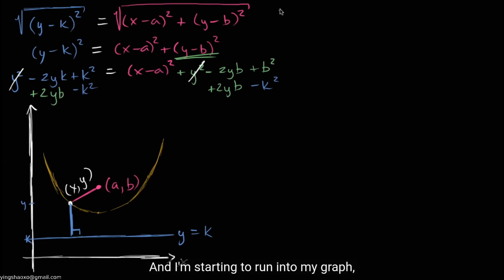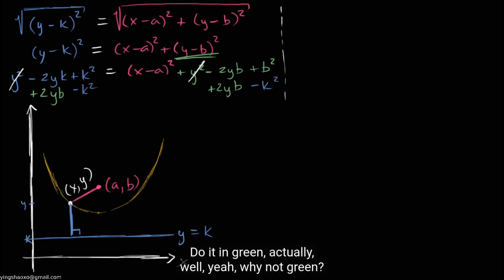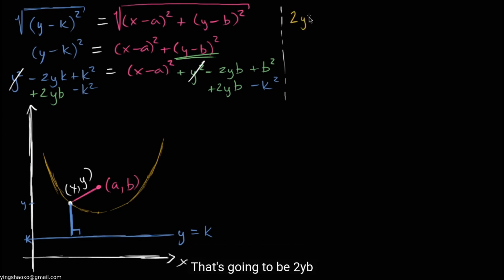I'm trying to run into my graph, so let me give myself a little bit more real estate over here. So on the left-hand side, what am I going to have? This is the same thing as 2yb minus 2yk. Actually, let me just write that down. That's going to be 2yb minus 2yk, in green. You can factor out a 2y, and it's going to be 2y times b minus k. So let's do that.